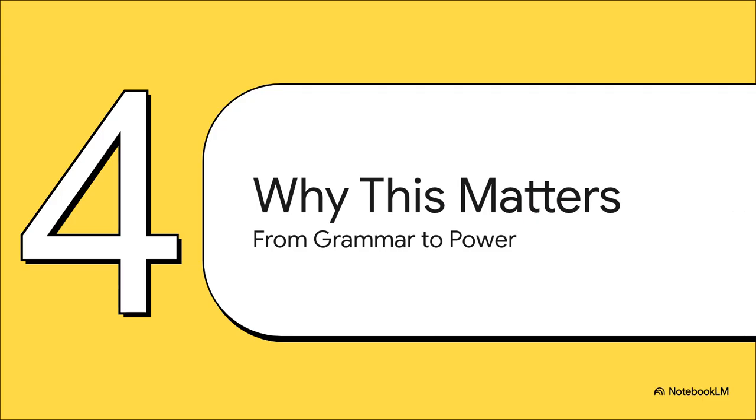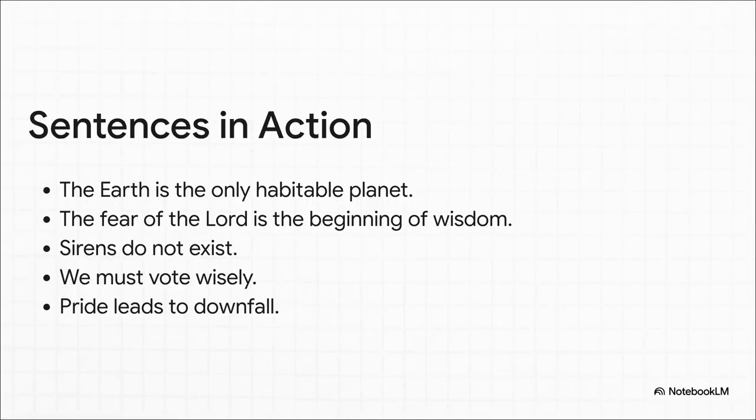So, okay, we've covered the mechanics, right? The nuts and bolts of the grammar. But this is where it gets really important. Because mastering the declarative sentence isn't just about passing an English class. It's about how you communicate effectively. I mean, the range of what these sentences can do is just staggering. They can state a scientific fact. The Earth is the only habitable planet. They can share timeless wisdom. Pride leads to downfall. They can bust a myth. Sirens do not exist. Or they can even be a call to action. We must vote wisely. This is how we share pretty much all human knowledge and beliefs.